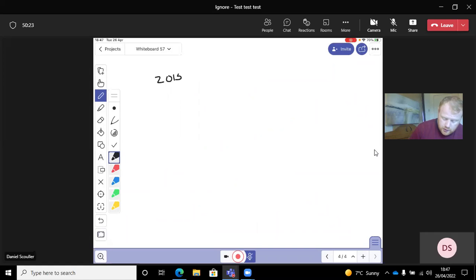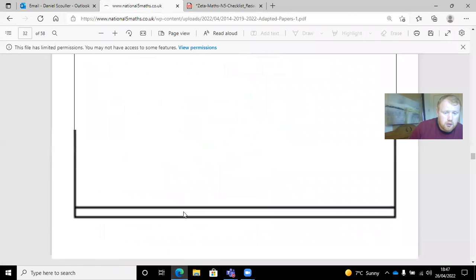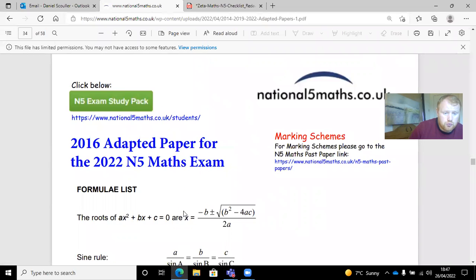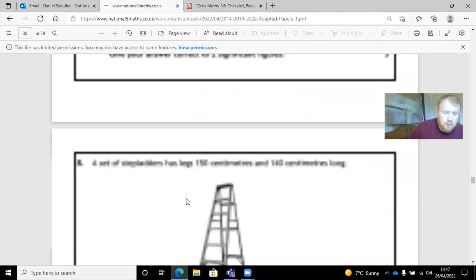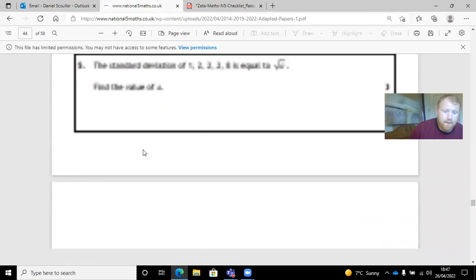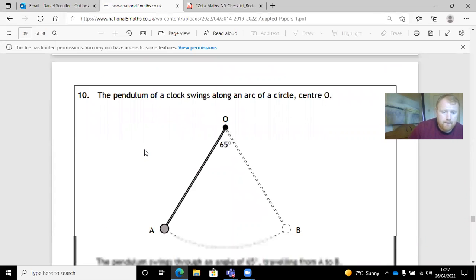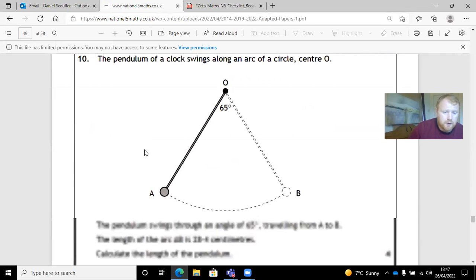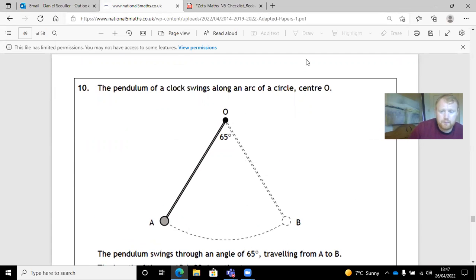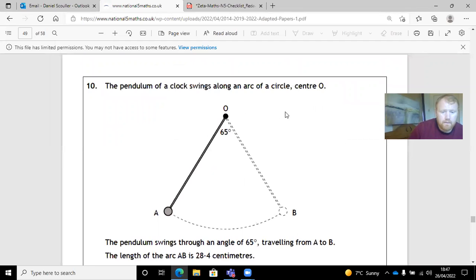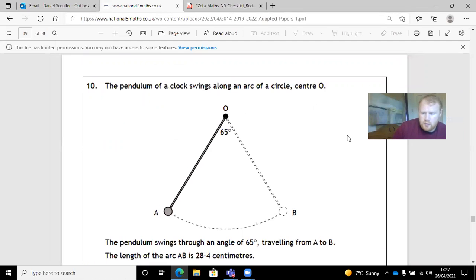Okay, last one, guys. 2015, paper 2, question 10. 16. This one here.